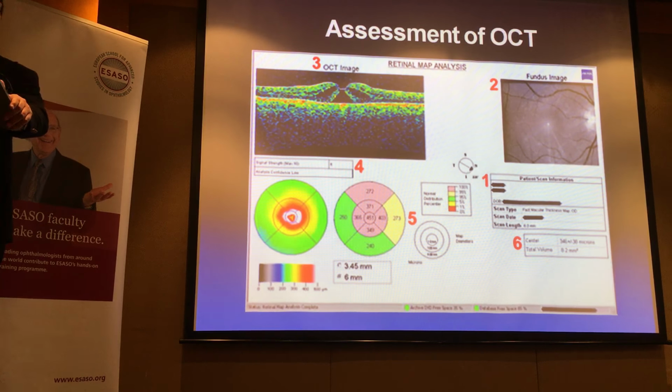Again, I mentioned, what if it's 451 last time and now it's 437? Is that good enough, or is that not good enough? Right? So sometimes you have to take that with a pinch of salt. But in general, these are the things you would want to look for on an OCT scan.